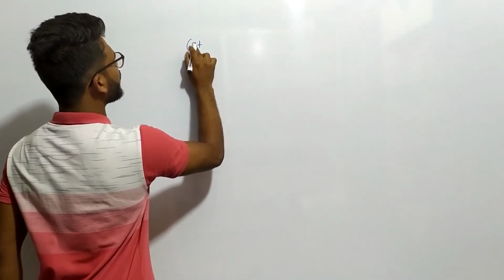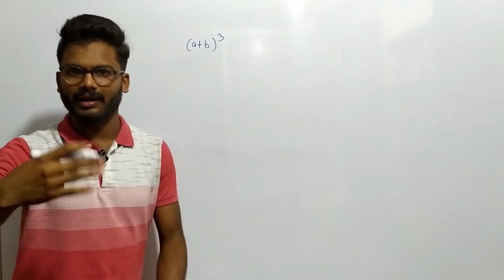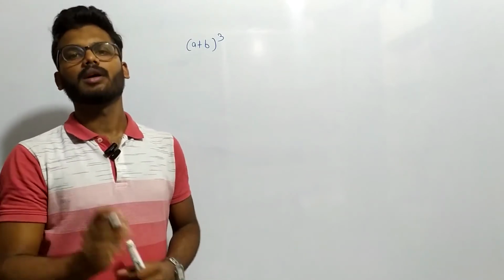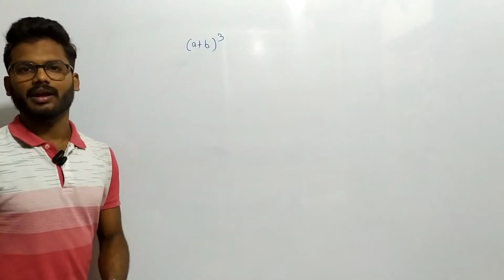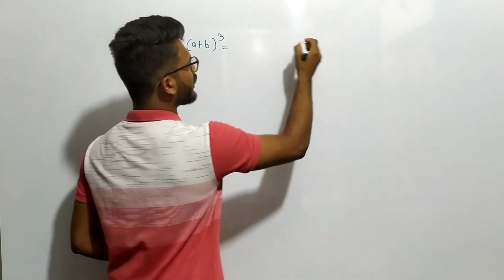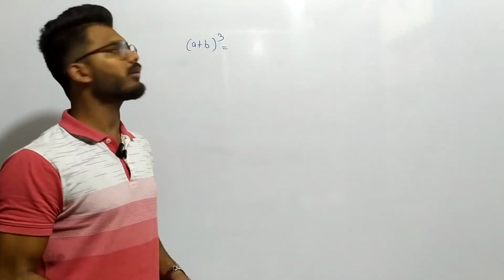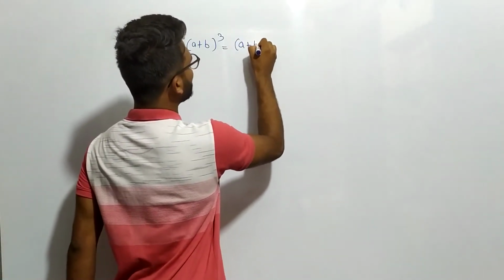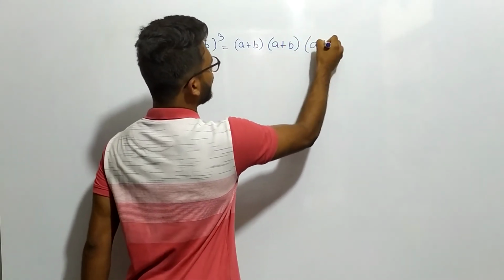(a plus b) whole cube or (a minus b) whole cube, a cube plus b cube, a cube minus b cube, and so on. See here how we will get it. You already know that square means you have to multiply 2 times. Cube means you have to multiply 3 times. So you will get (a plus b) into (a plus b) into (a plus b), right?